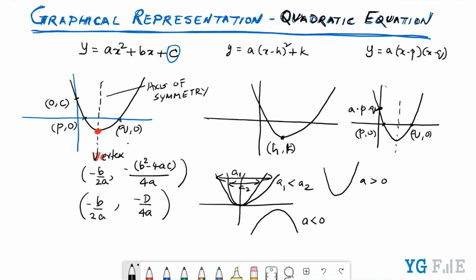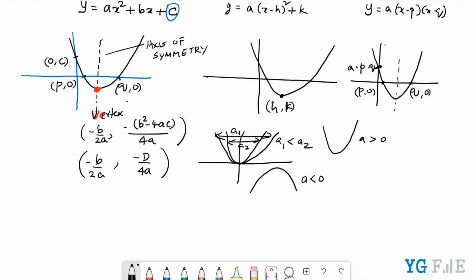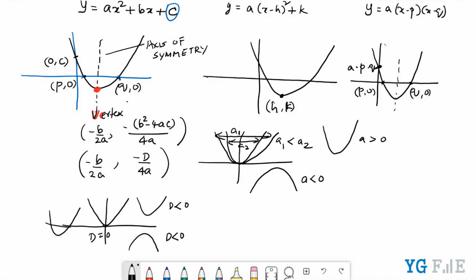What else? When a parabola touches the x-axis at one point, there is only one root, and when it does not touch, as shown here, it has no roots and the discriminant is less than 0. In this case, the discriminant is less than 0. In this case, the discriminant is equal to 0. And in this case, when it intersects at two points, the discriminant is greater than 0. So these are the various things.